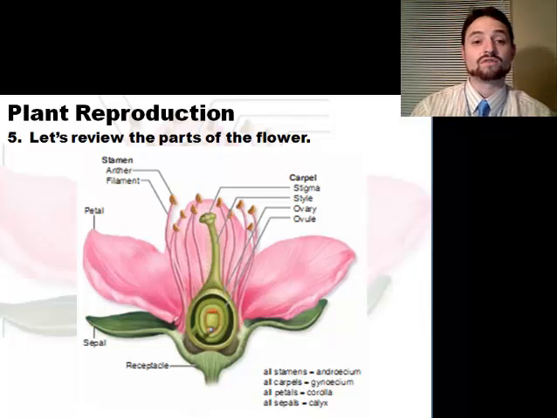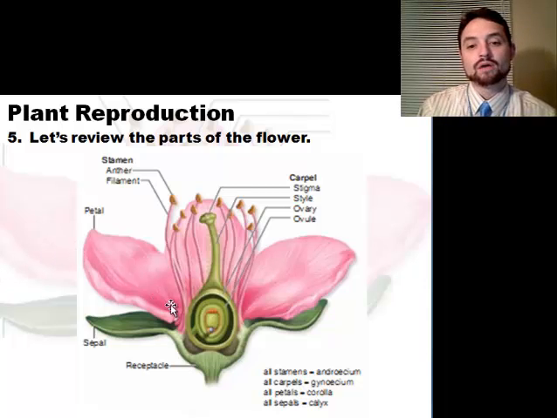So to start this off, let's review the parts of a flower. If we want to take the male parts first, well actually, let's start down here at the bottom. You've got the sepal, which are the protective leaves that surround the flower. You've got the petals, which are involved in attracting pollinators. You've got the filament that holds up the anther, and the anther will be where the pollen will be produced. Together, those are called the stamen.